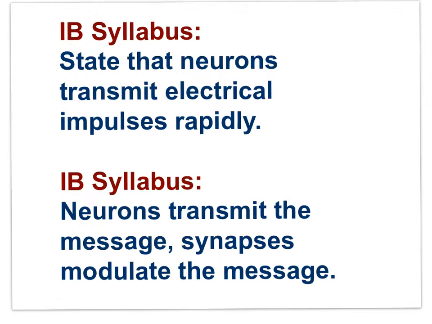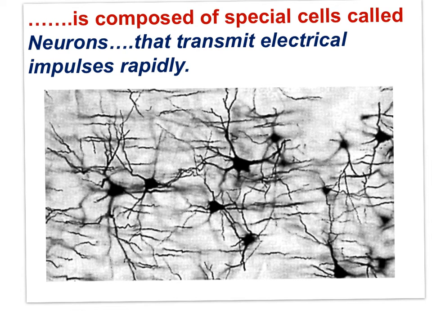Here are the first 2 IB syllabus statements. State that neurons transmit electrical impulses rapidly. Neurons transmit the message. Synapses modulate the message. This is the essential idea. Here is a micrograph of neurons.